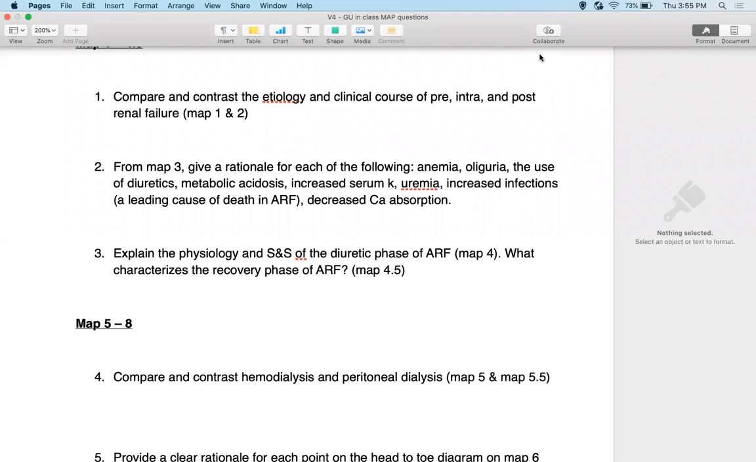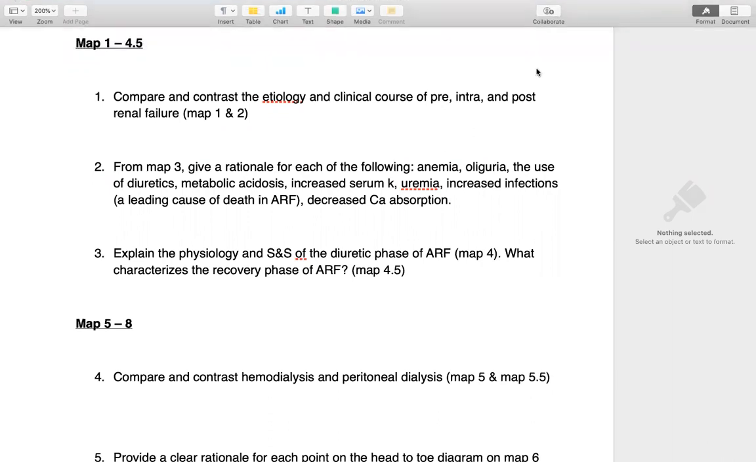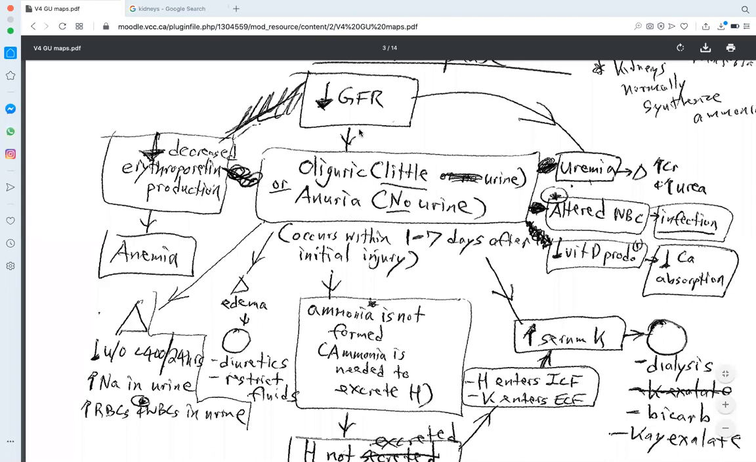So question 2 is basically asking us to look at a bunch of common issues that can come up in acute renal failure. Let's look at our concept maps, concept map number 3, to get a sense of what these are and what causes these things. We just kind of work our way across this concept map here.